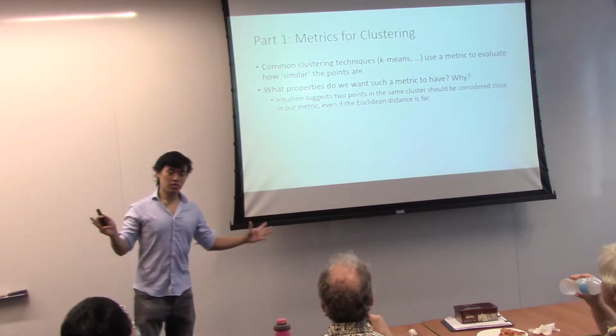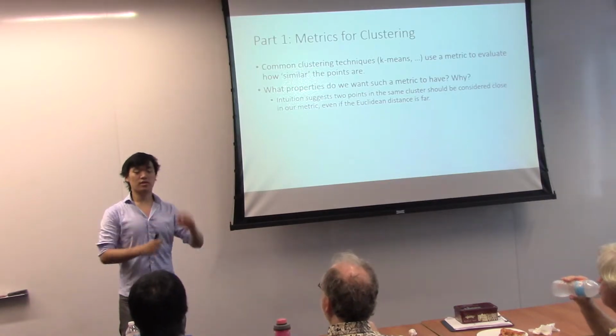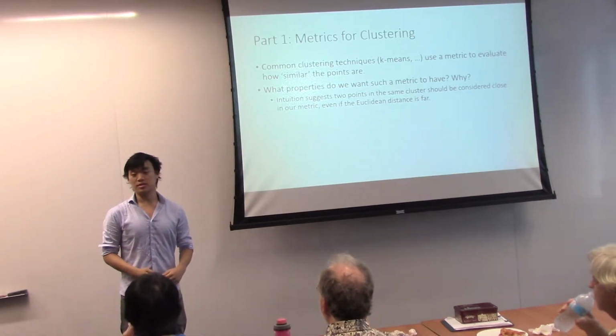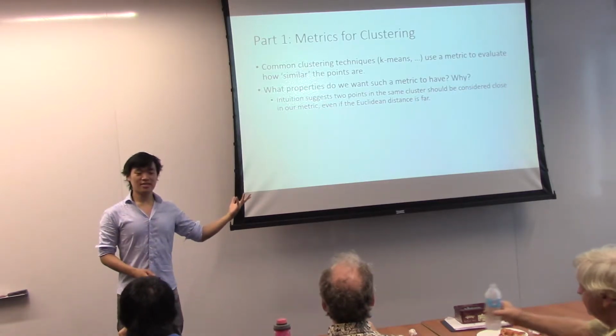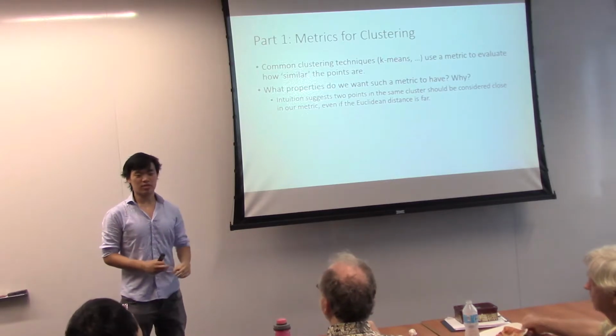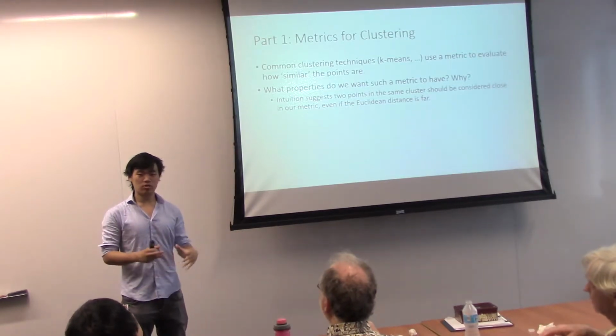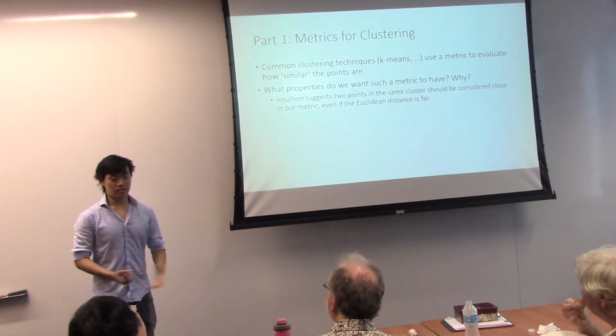So actually, intuition suggests that when 2 points are in the same cluster, we want their distance to be considered close, even if their Euclidean distance is far. So I guess one audience question I'd like to ask is, why would this be the case? Why would you want 2 points in the same cluster to be close if their Euclidean distance is far? Can you come up with examples for which this is the right thing to be doing?